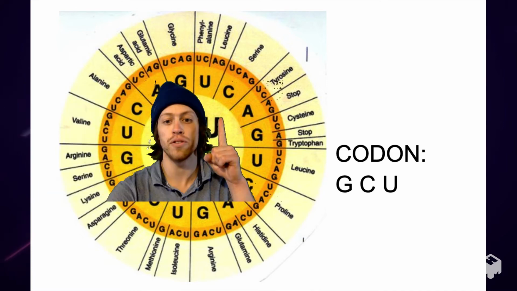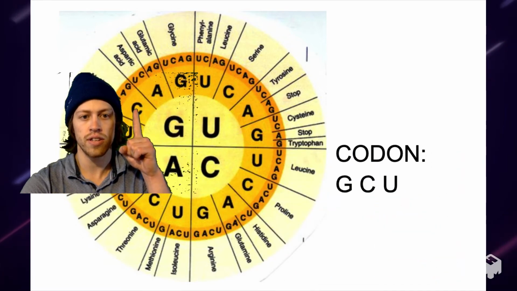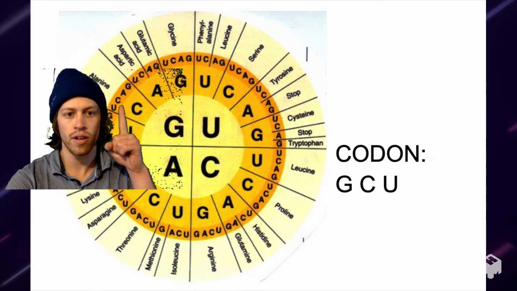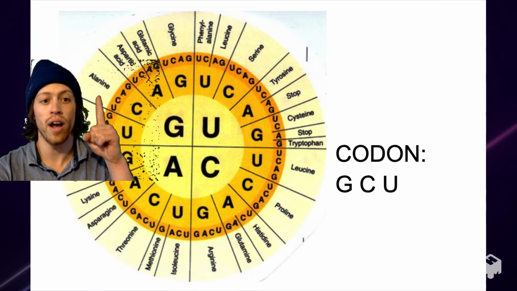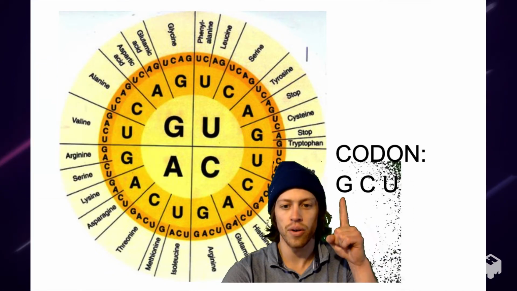Now we have to go to the last letter, the U. So G, C, and then we find our U. And we find that this codon codes for alanine. That is the amino acid that this codon will code for.